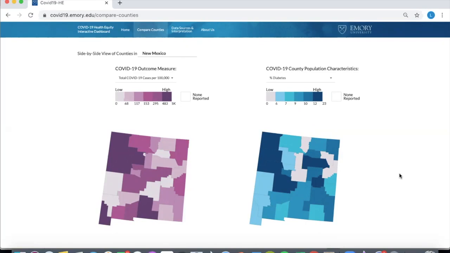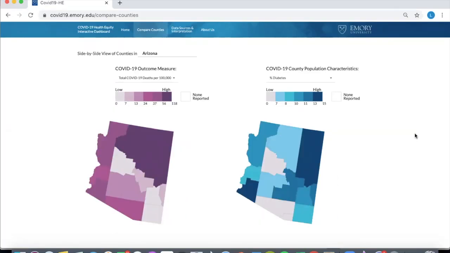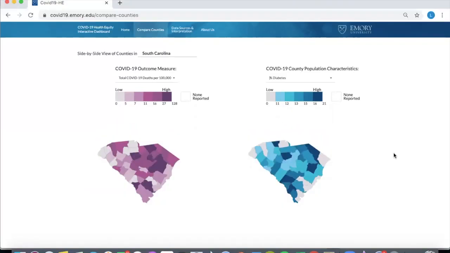In New Mexico, we can compare the case rate on the left with diabetes on the right. In Arizona, compare the death rate on the left with diabetes on the right. And in South Carolina, we can compare the death rate on the left with diabetes on the right.